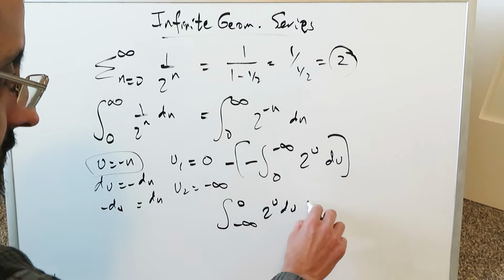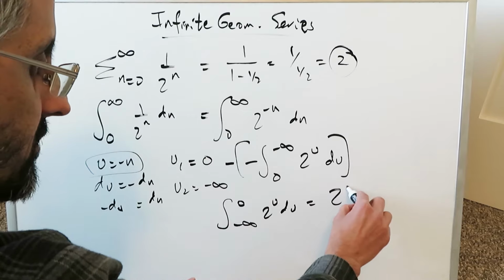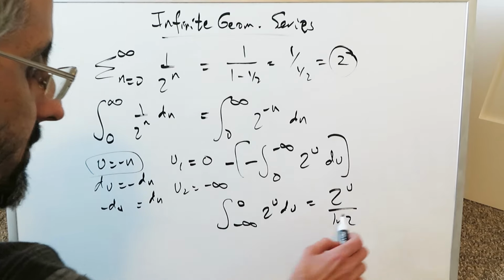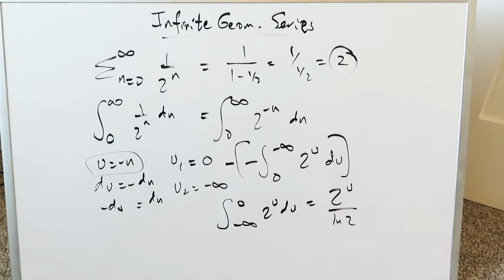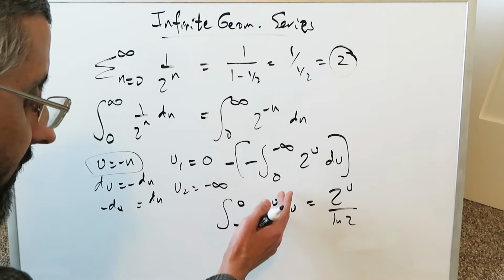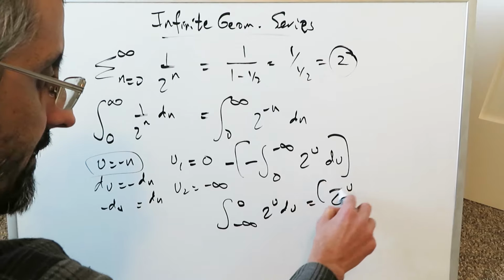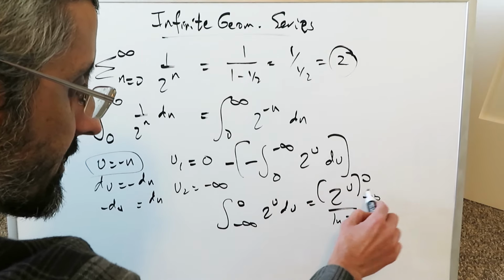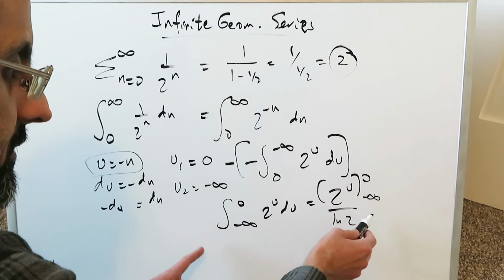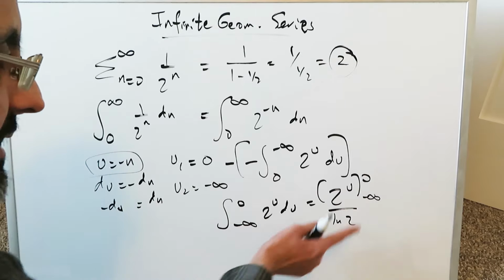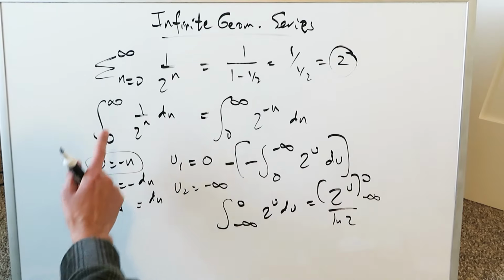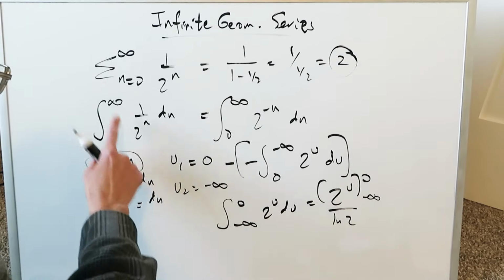When you integrate this, you have 2 to the power of u over ln 2. Remember the integral of 2 to the power of x, or anything to the power of x, a power function, is always something like this. You would evaluate everything from minus infinity up to 0. Do not resubstitute the u because you're doing a definite integral. If you resubstitute the u, then you must go back to your original limits.